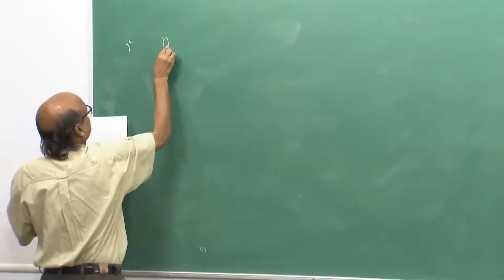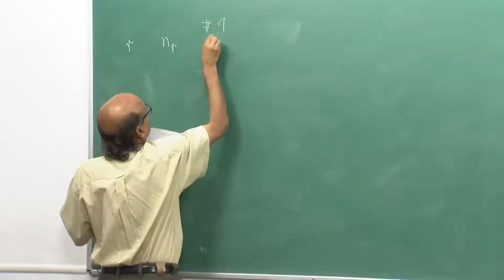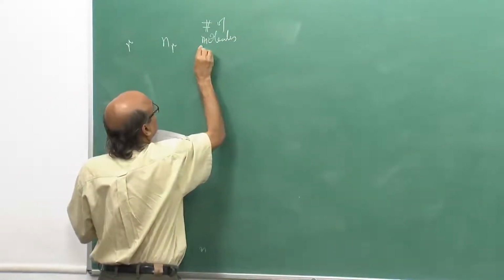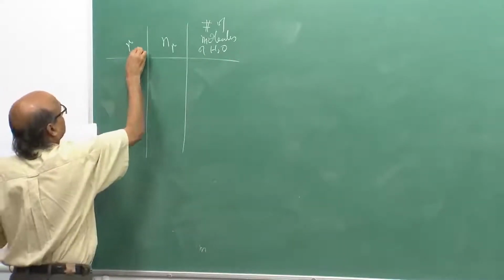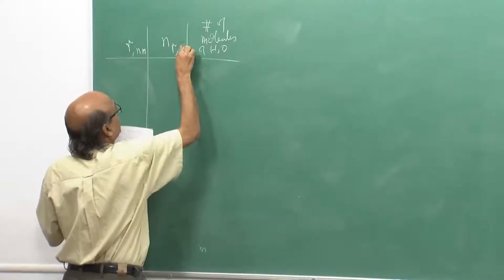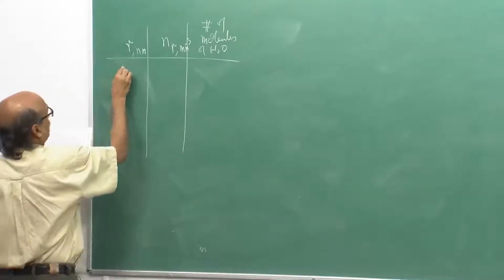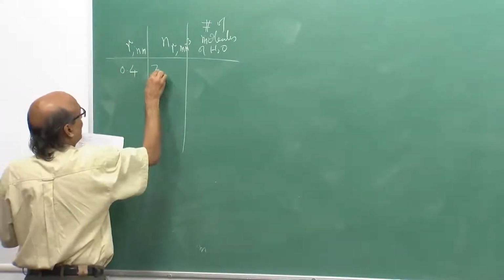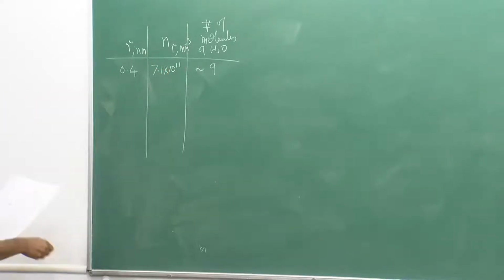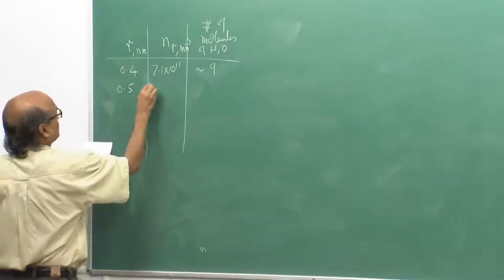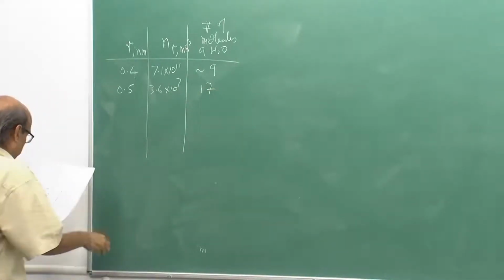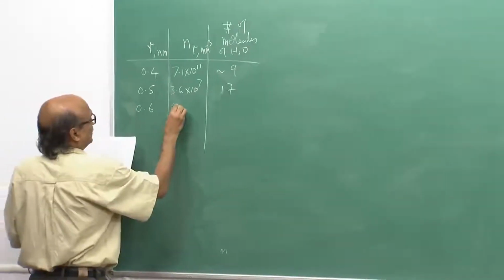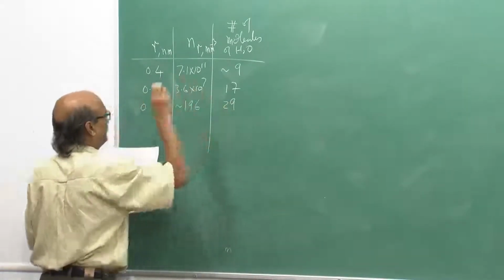So, size R, NR, and number of molecules of H2O. R is in nanometers, this is per millimeter cube. So, for 0.4, as we have seen, NR is 7.1 into 10 to power 11 and about 9 molecules forming the nucleus. If I change the size to 0.5, this is 3.6 into 10 to power 7, 17 molecules forming the nucleus. 0.6, as we have already calculated, it is of the order of 196, 29 molecules forming the nucleus.